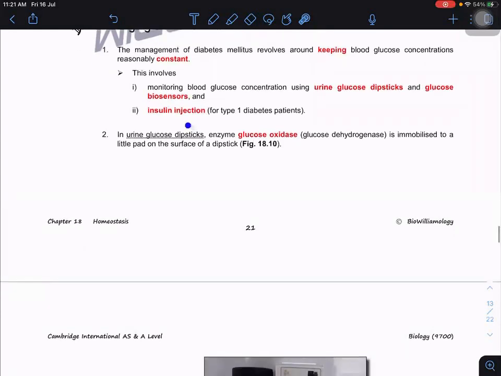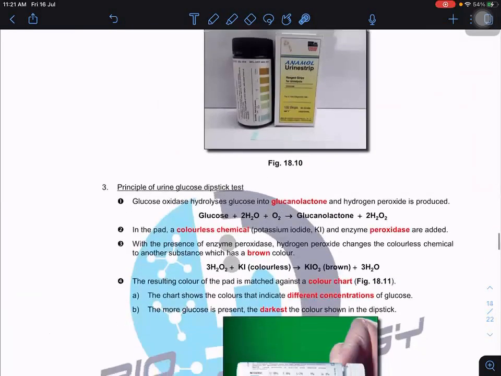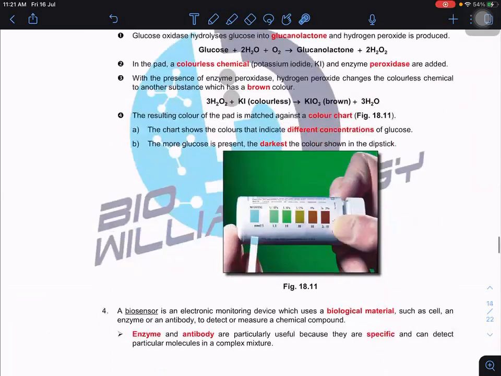Now we look at the first one, the urine glucose dipstick. The enzyme here is glucose oxidase. If you look at this urine dipstick, you can see that we have what we call the test region here. On this pad, if you look at it from the side, they have an immobilized enzyme. This immobilized enzyme is known as glucose oxidase.